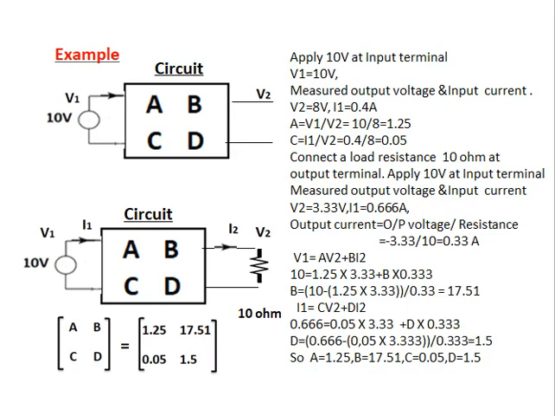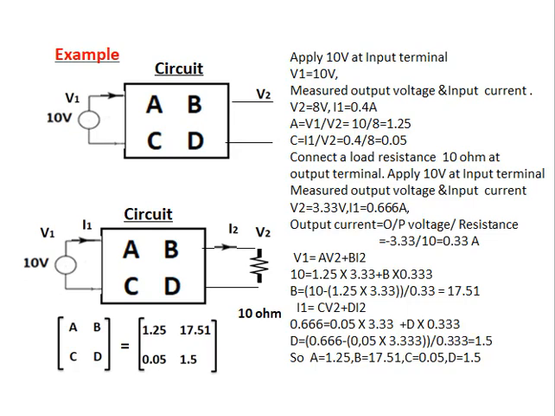Apply 10 volt at the input terminals, so V1 is equal to 10 volt. Measured output voltage and input current: V2 is equal to 8 volt and I1 is equal to 0.4 ampere. A is equal to V1 by V2, equal to 10 by 8, equal to 1.25. C is equal to I1 by V2, equal to 0.4 divided by 8, equal to 0.05.